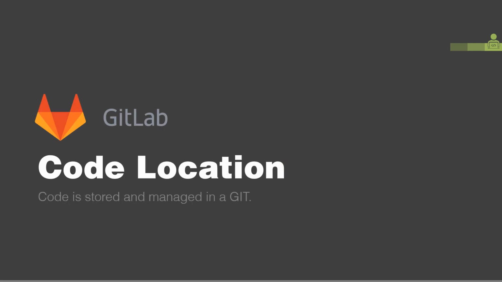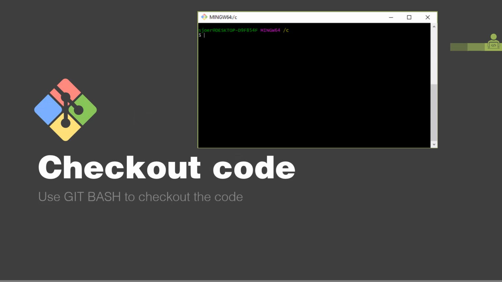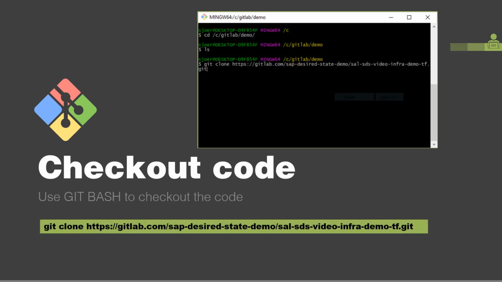The code we use is stored in a Git. We use GitLab for that. There is an open source GitLab as well, that you can run locally. I've chosen the cloud variant. To check out the source code I use Git Bash. This will give me a command line tool where I can start cloning repositories very easily. Let me show how to clone the code to my local demo directory.